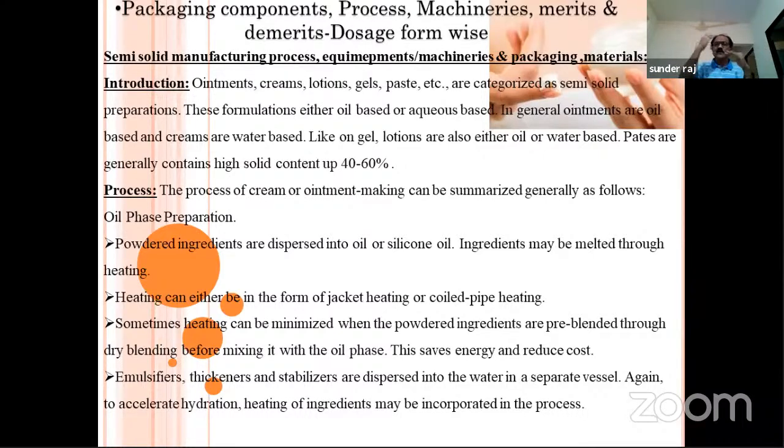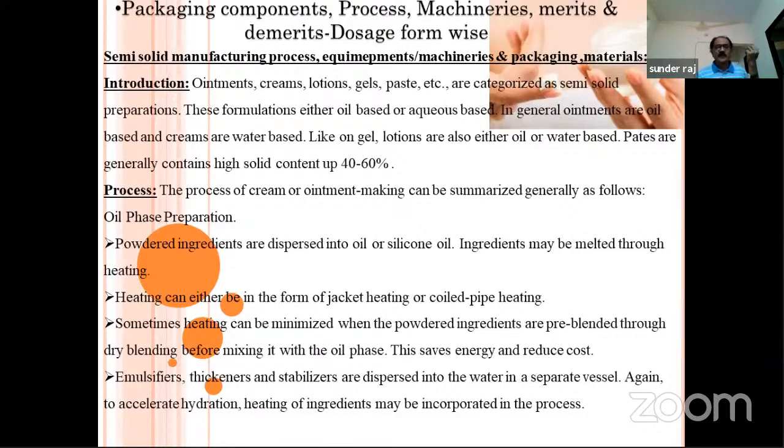Whereas in a gel, the solid percentage is very low. The process of cream or ointment making can be summarized generally as follows. Powdered ingredients are dispensed into the oil or a silicone oil. Ingredients may be melted through heating. Heating can be in the form of jacket heating or coiled pipe heating.